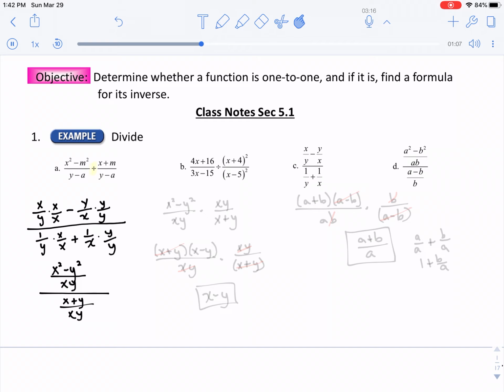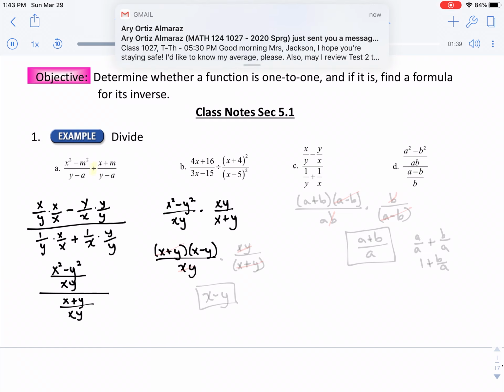Now I'm going to do my keep change flip. So my numerator stays x squared minus y squared over xy. That's the keep. The change: the division symbol becomes a multiplication symbol, and then flip the bottom fraction and it becomes xy over x plus y. Now, the numerator in the left fraction factors. It factors into x plus y times x minus y over xy times xy over x plus y.